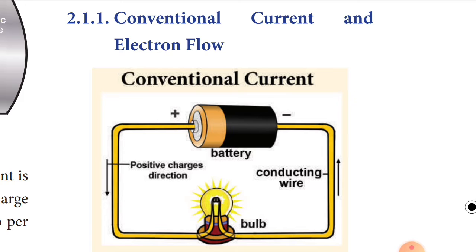Children, this is your second unit, electricity. Already we have discussed some topics. So today we are going to discuss the new topic, conventional current and electron flow.